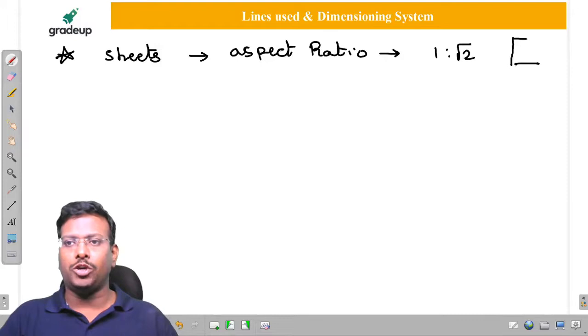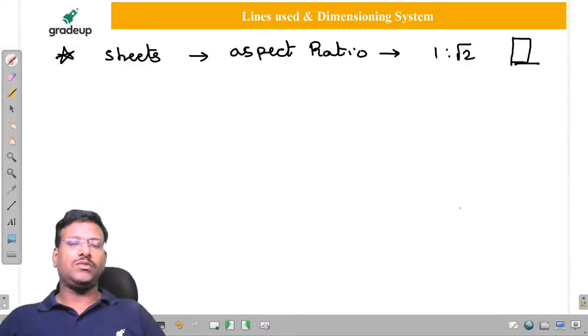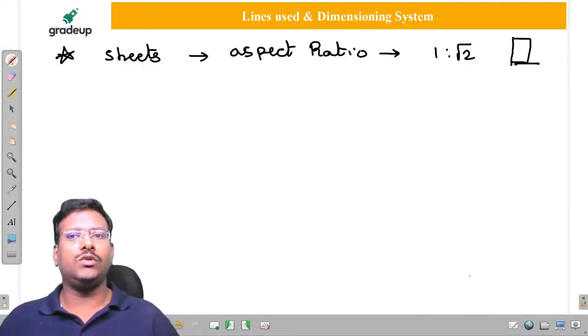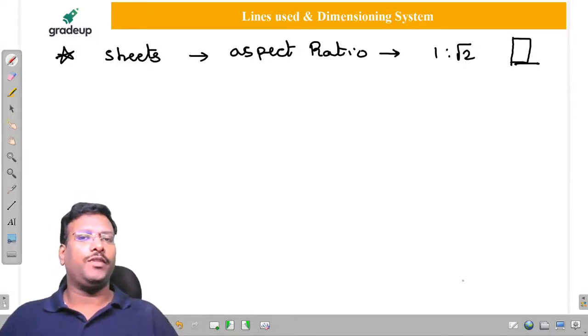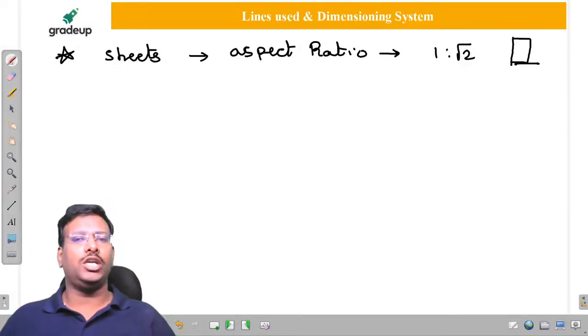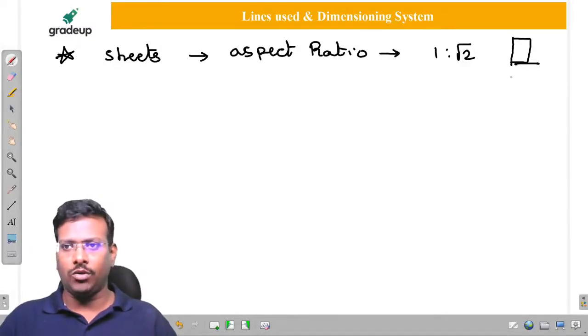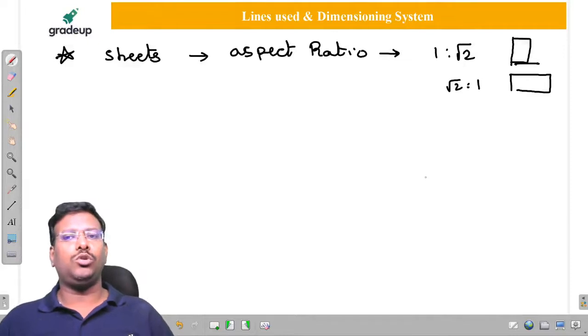We are going to use A4 type in portrait. Once it is above that size, if it is the A series, we use A4, A5, A6 and so on in portrait, and A2, A3, A1, A0 will be used in landscape. So we are going to use them like this. In this case, it becomes root 2 is to 1.